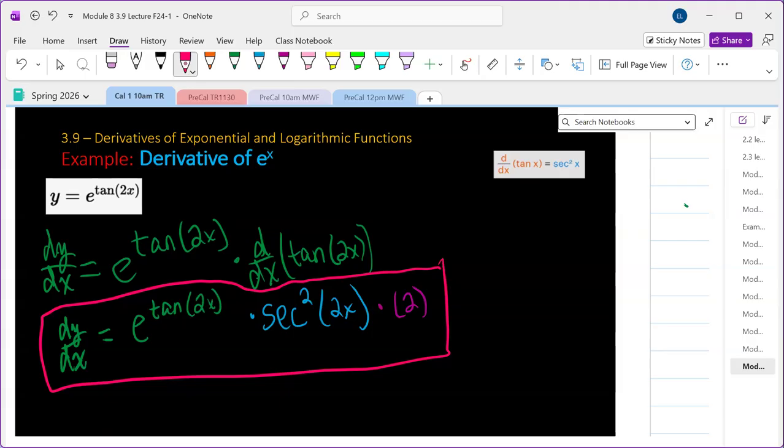So questions so far on doing our derivatives of e to the x?